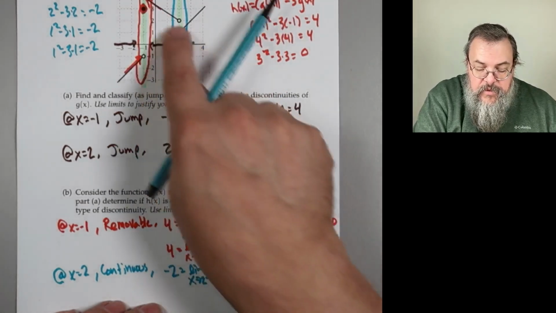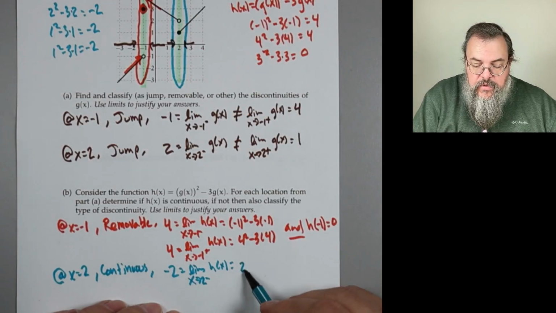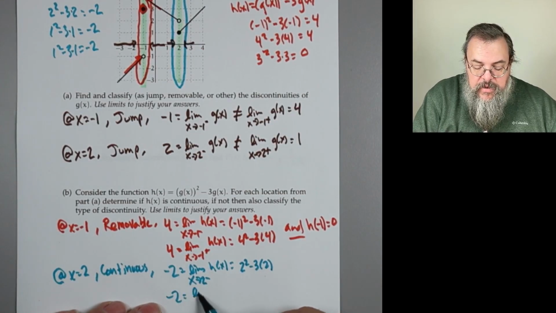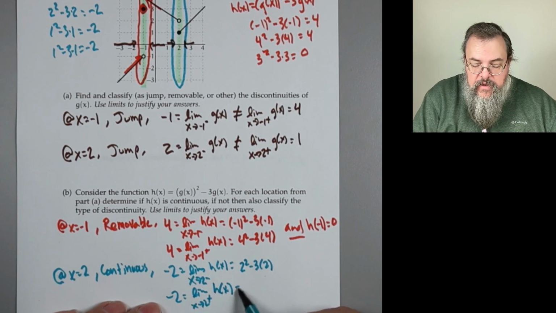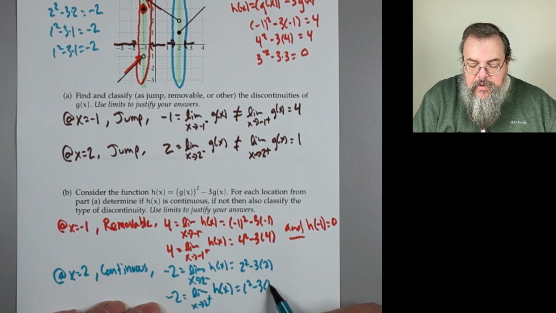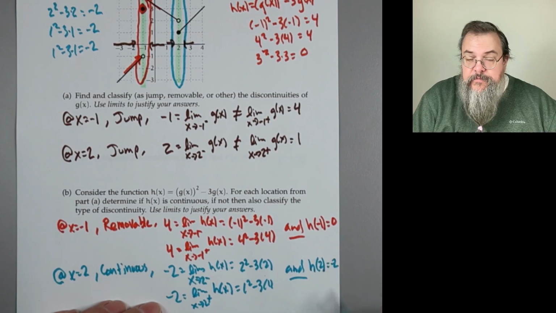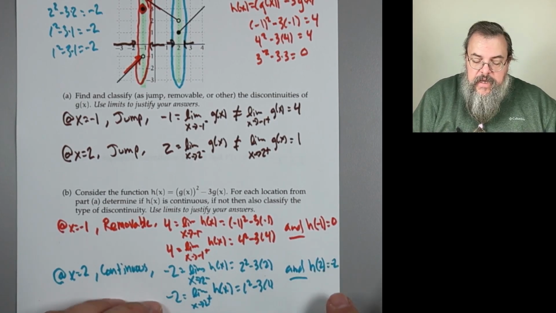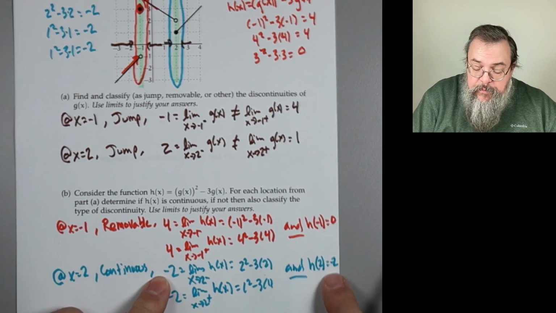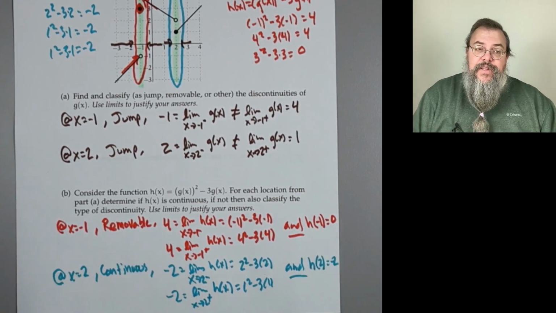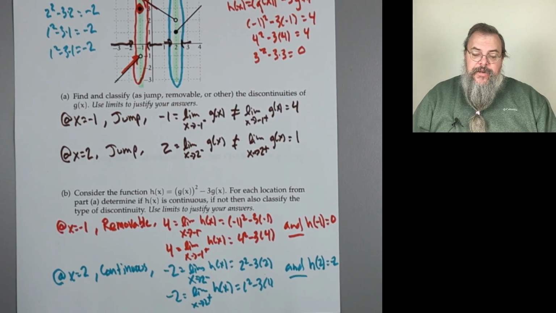That's because as we approach 2 from below, we're approaching 2 squared minus 3 times 2. Negative 2 equals the limit as x approaches 2 from above of h of x. That's 1 squared minus 3 times 1. And h of 2 is equal to negative 2. So the limit exists and matches the value of the function, which means continuous. The limit exists and doesn't match means removable. And there we go. Okay, good.